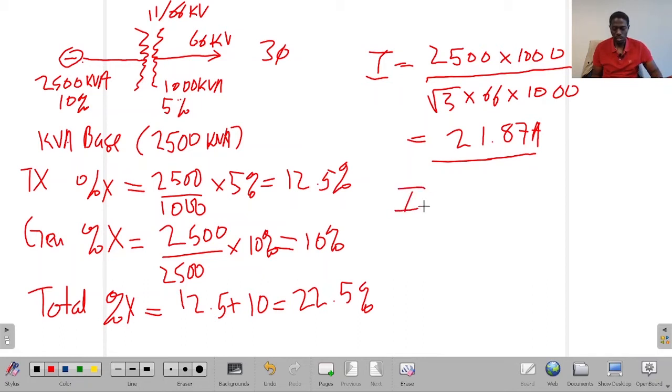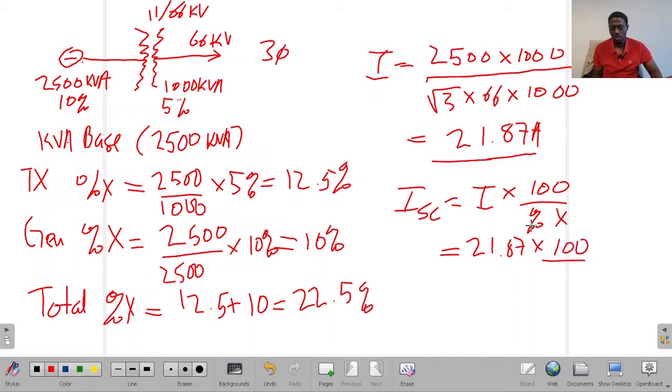So the short circuit current, therefore, can be solved by the formula, the full load current multiplied by 100 over the percentage reactance, which in this case is 21.87 multiplied by 100 over the percentage reactance, which we found to be 22.5. And this gives us the short circuit current of 97.2 amps.